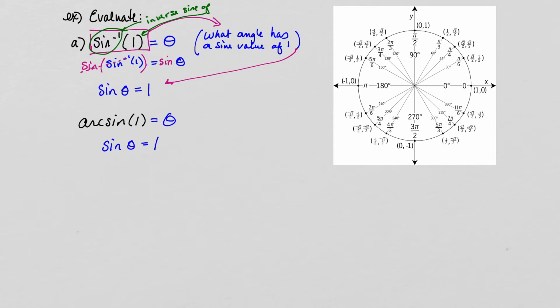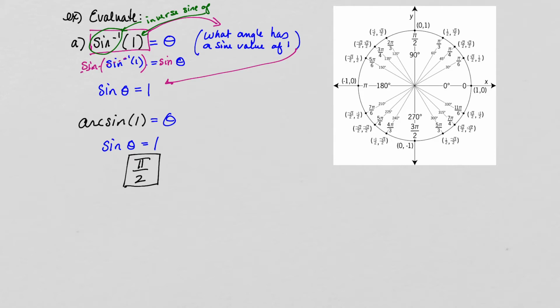Great. Okay, so somebody said pi over 2. Yes. So now what we're doing is we're looking for where the sine is equal to 1. Remember, the sine is the y value, and our y value is equal to 1 here, and so that's going to be pi over 2. So the answer is pi over 2, because that's where the sine of theta is equal to 1.